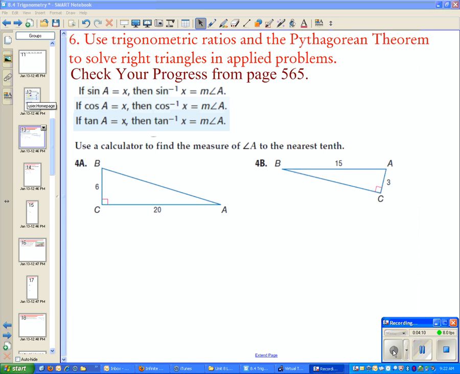All right. Let's take a look at 4A from page 565 from the Check Your Progress. Like yesterday and the day before, we needed to work a few that weren't from your assignment to get enough examples for you to get good at it. They're not actually part of the assignment you're going to get here in a minute, but there are examples you need to have. The directions say, use a calculator to find the measure of angle A to the nearest tenth.